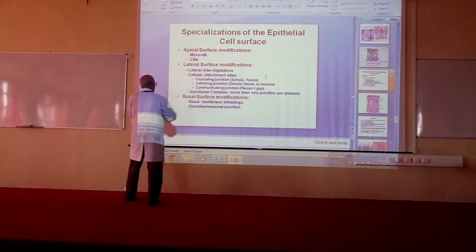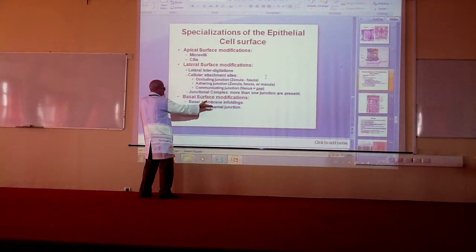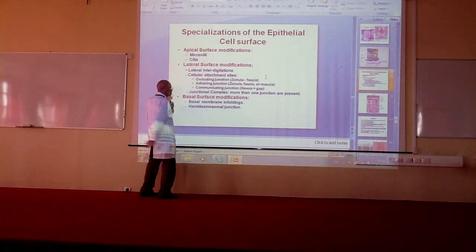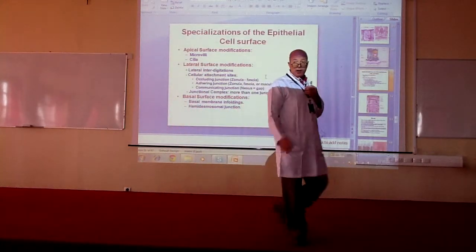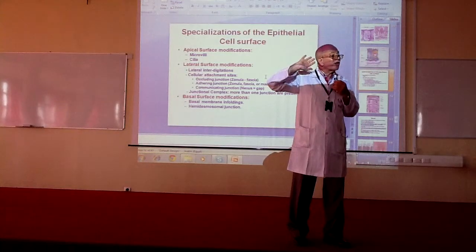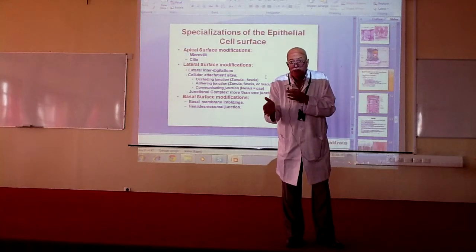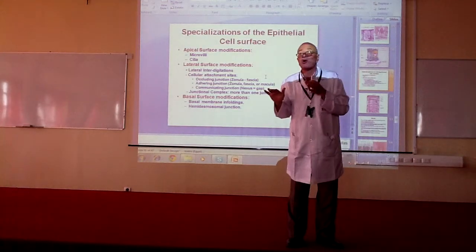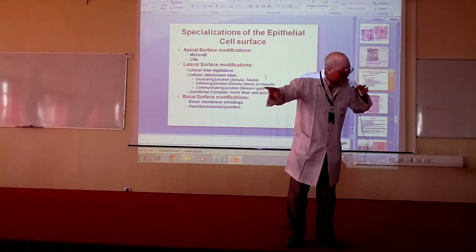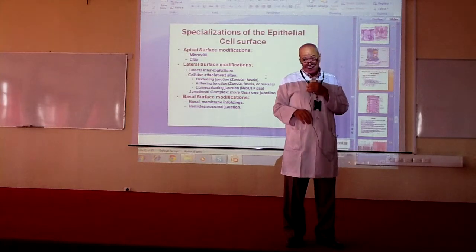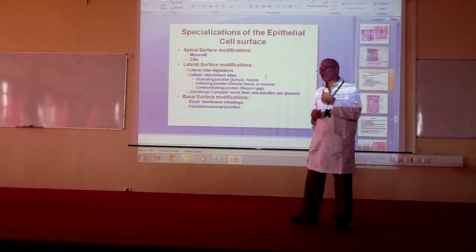Basal surface modifications: basal membrane enfoldings in ion-transporting cells, and hemidesmosomal junctions. Do you know hemidesmosome? We mentioned desmosome. What is hemi? Half a desmosome. The desmosome connects cell to cell, but a hemidesmosome connects the cell to the basement membrane or basal lamina. So we have multiple types of adherent junction, which I am going to go through now.